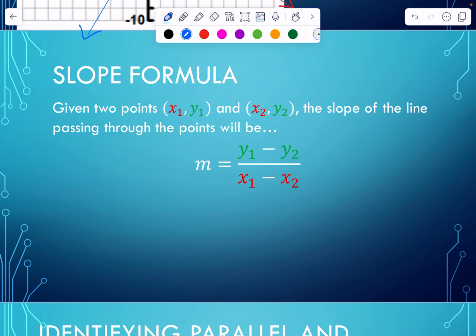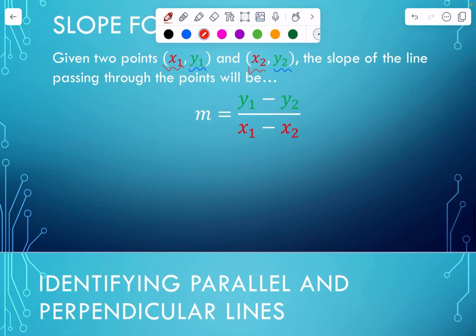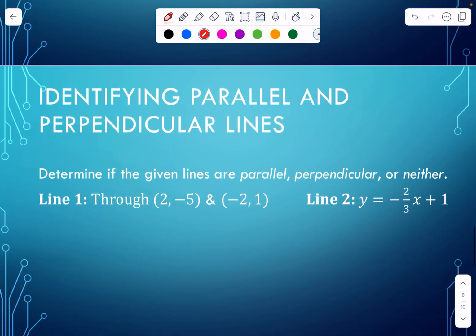Now, the next thing we have is the slope formula. Remember this, given 2 points, x sub 1, y sub 1, and x sub 2, y sub 2, the slope of a line passing through the points will be y sub 1 minus y sub 2. We take the two y values and subtract them. We take the two x values and we subtract them, and then we simplify the fraction. Now, remember what we're looking for is whether these lines are parallel, perpendicular, or neither.